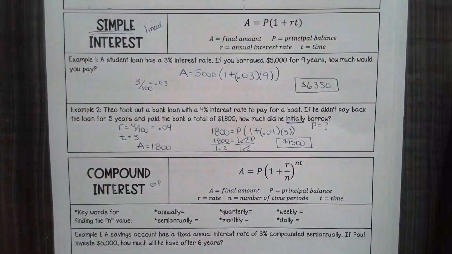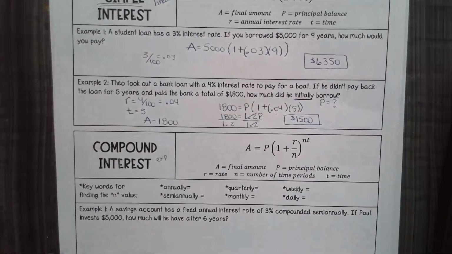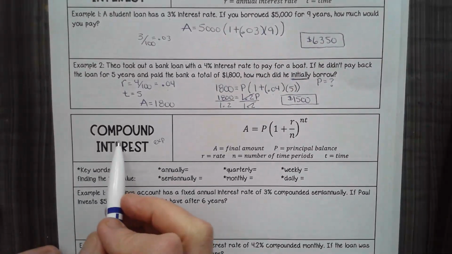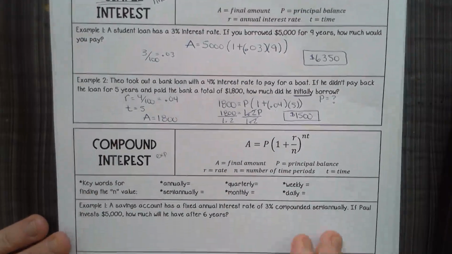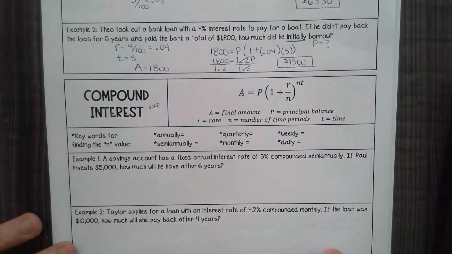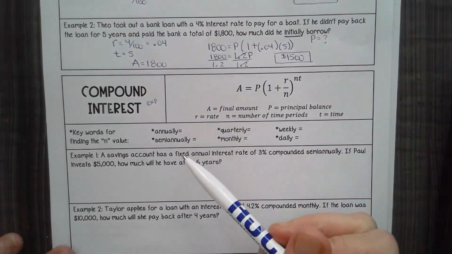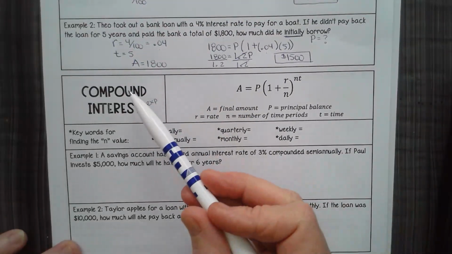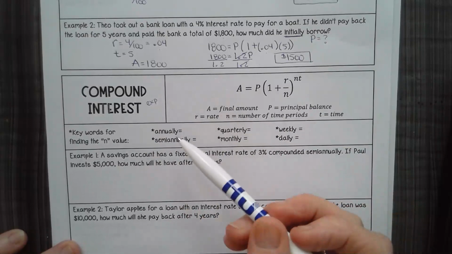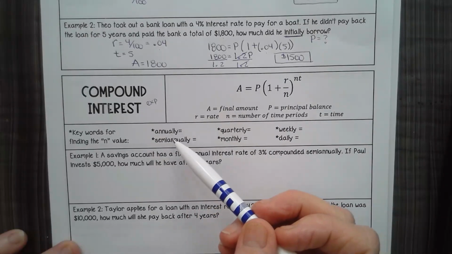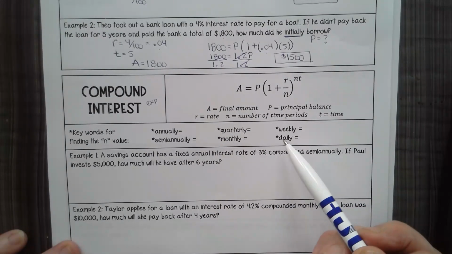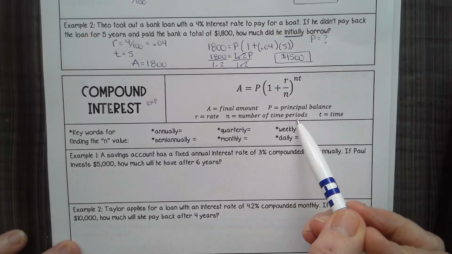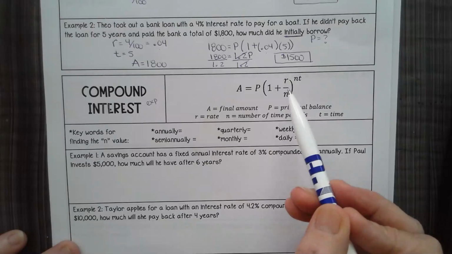Okay? Here, I guess another way to say this is, how do we tell the difference when we're going to use the compound interest formula or we're going to use the simple interest formula? Well, if you remember some key words to know to use compound interest is the words semi-annually, annually, quarterly, monthly, weekly, daily, because these are the number of times the money is compounded in a time period.